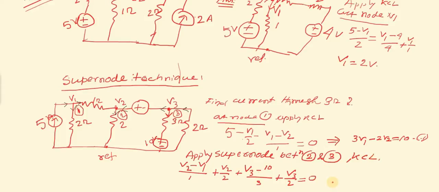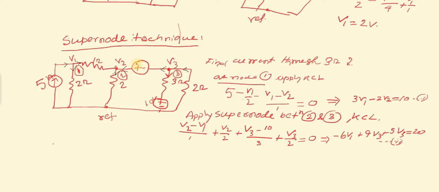So this is the equation, and this equation will be simplified to minus 6V1 plus 9V2 plus 5V3. This is our second equation.